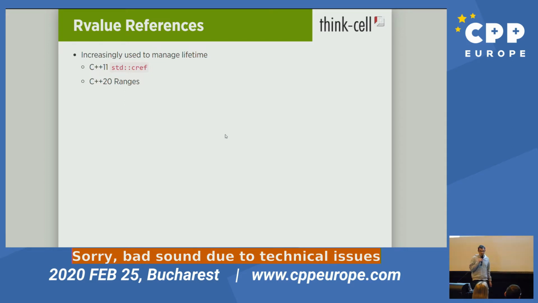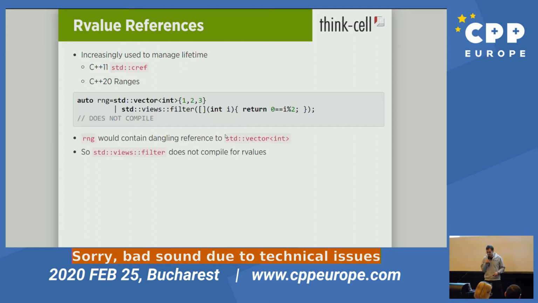And that was already used back when R value references were introduced, in a somewhat obscure utility called cref. Cref was to wrap references for defined expressions. Both are not used terribly much anymore, but for the upcoming C++20 ranges, the whole idea of R values and the lifetime information that is associated with them becomes a whole lot more important.